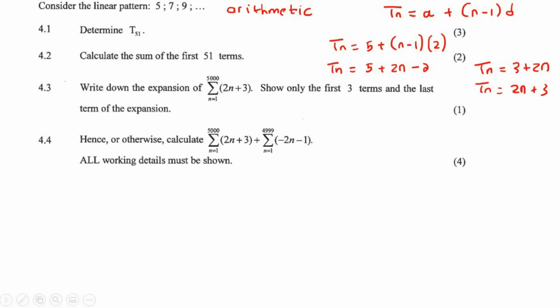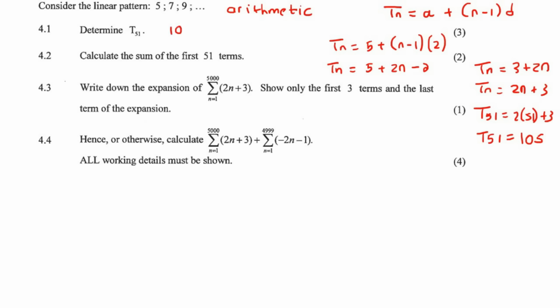Okay, so we've got the formula. So to determine term 51, you're just going to sub in 51. And so term 51 will give us 105. So there's our answer for that one.